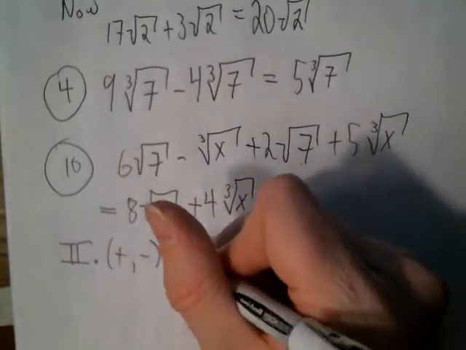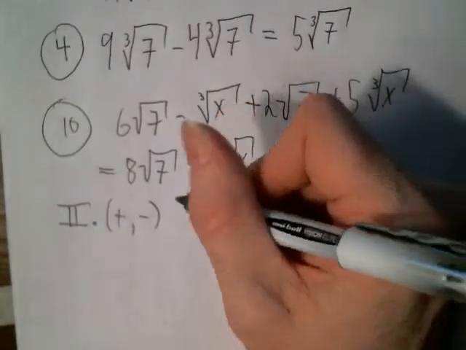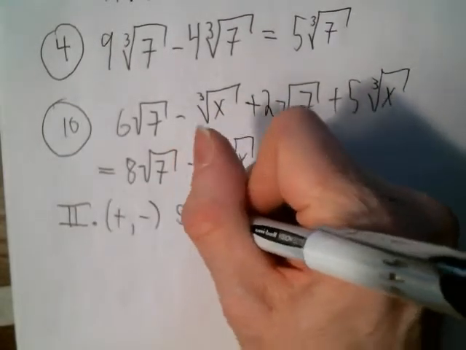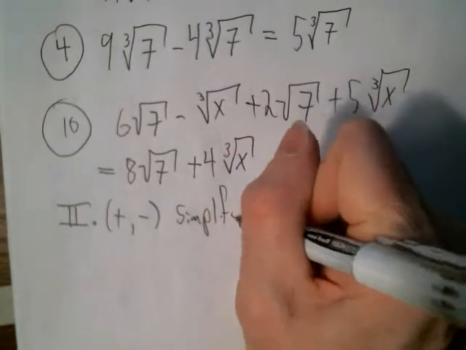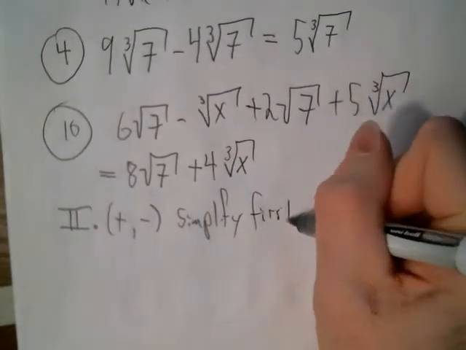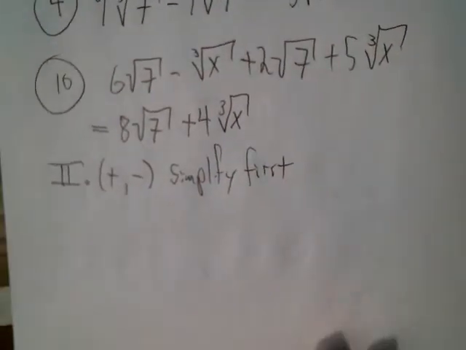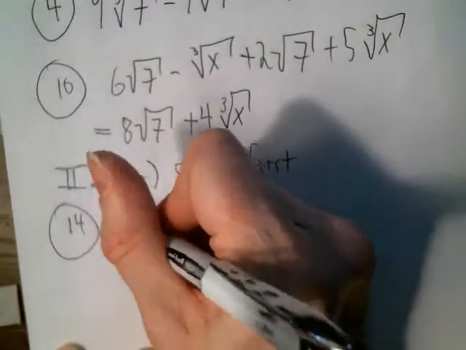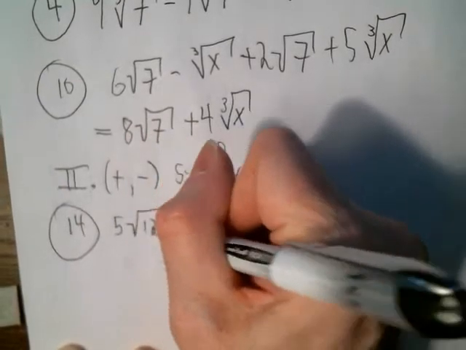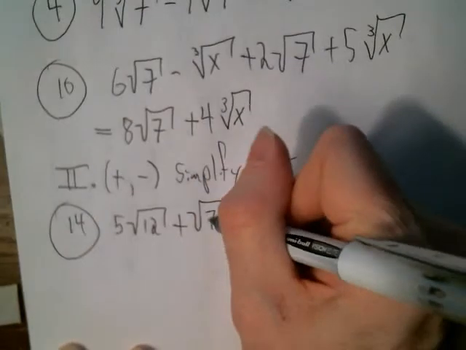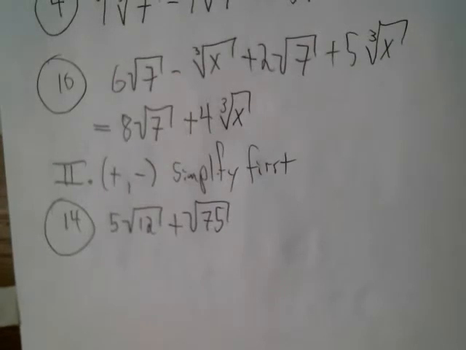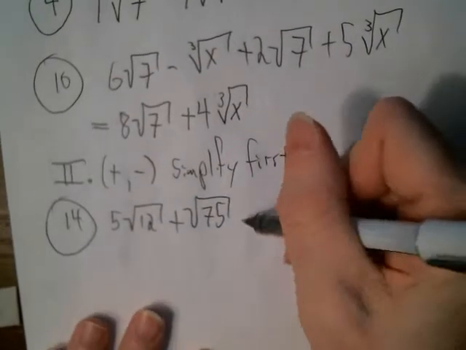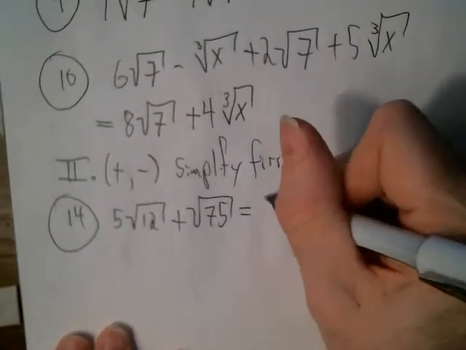So this is kind of the same topic, but here you have to do an extra step of simplification. Okay, so simplify first. And number 14 is where we'll start. We have 5 radical 12 plus radical 75. Okay. And I want to simplify, so you're marching perfect squares out the front door.